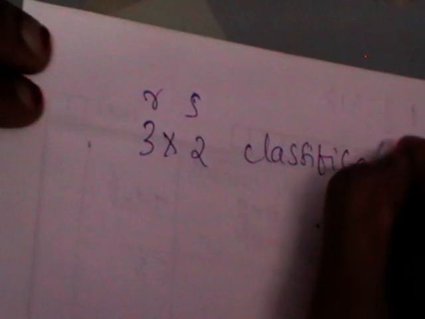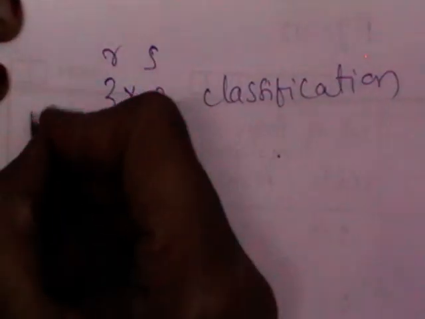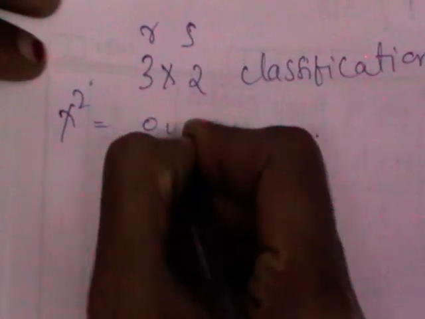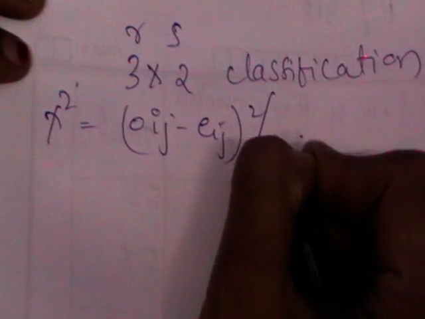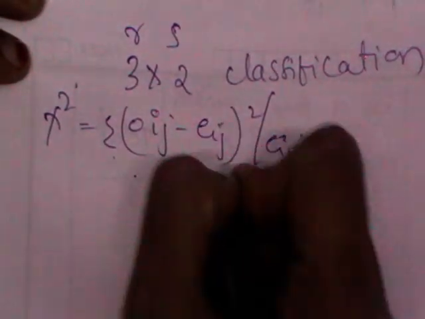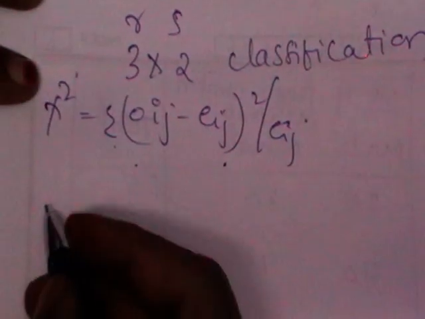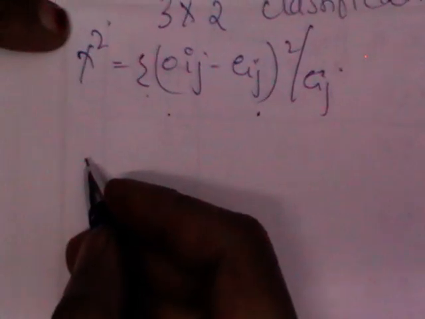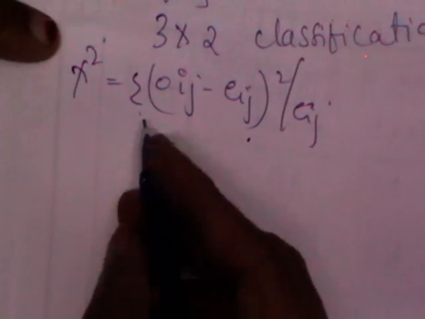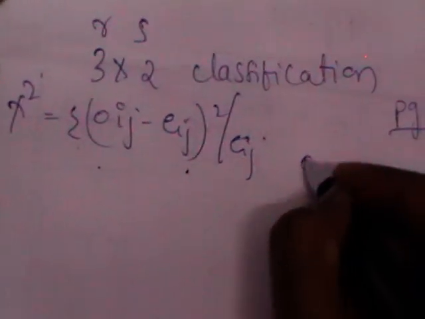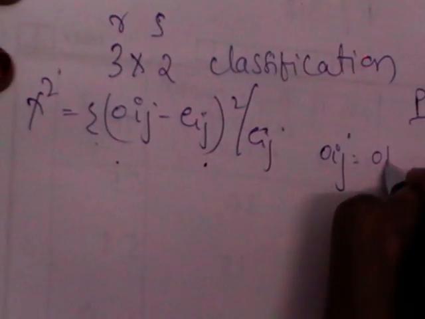To calculate chi-square, we wrote the formula for chi-square as the summation of Oij minus Eij whole square by Eij. Let us see how to calculate these values. It is on page number 318. Please look into the question while I am discussing. So we tabulate the given values in such a way that the Oij are called observed frequencies.